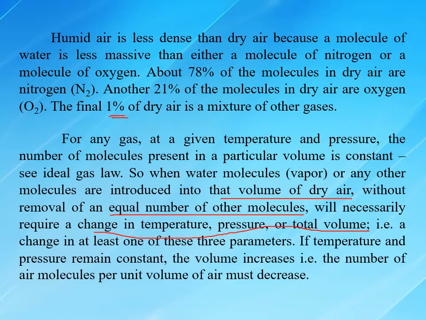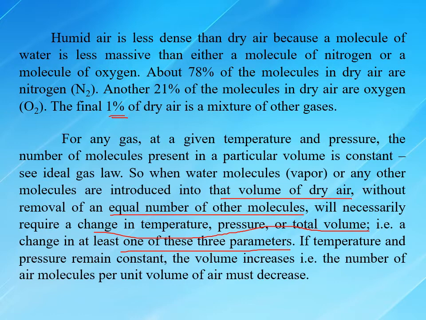Because with the given atmospheric gas molecules, we are adding some extra gas molecules in the form of water vapor. So thereby it causes a change in temperature or pressure or volume, or a combination of two of these, or all of them. So if temperature and pressure remain constant, the volume increases. That is, the number of air molecules per unit volume of air must decrease.